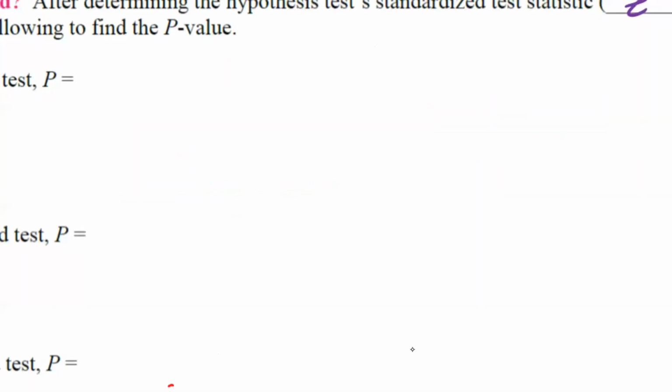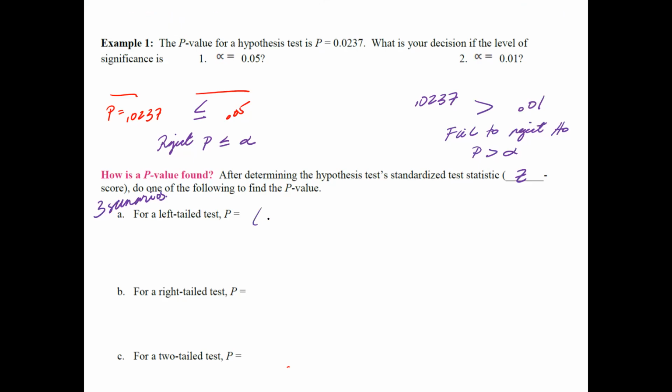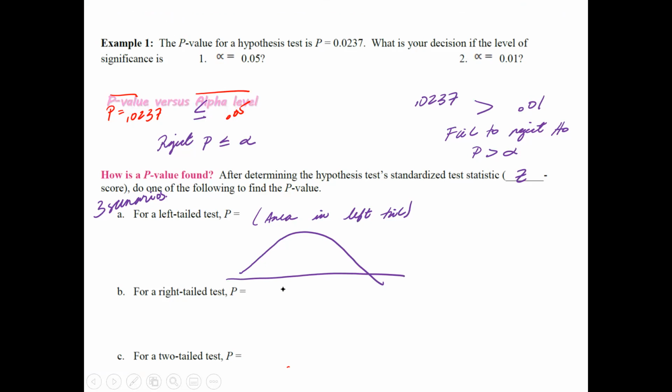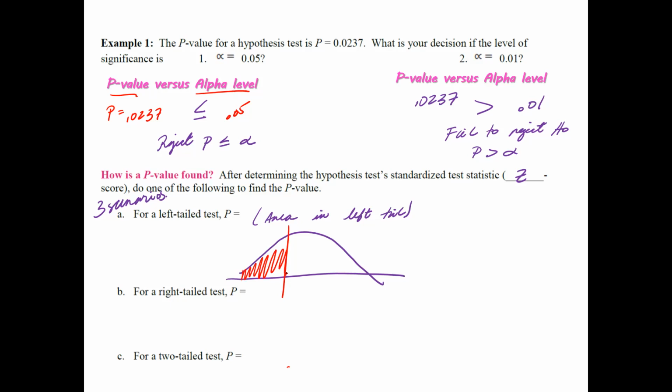For a left tail test, p means you're looking for the area on the left tail. I always like to draw a diagram so I can visually see what I'm talking about, which is this piece right over here. And then, of course, for a right tail test, you're going to look at the area in the right tail. So visually, you're looking at this piece right over here.